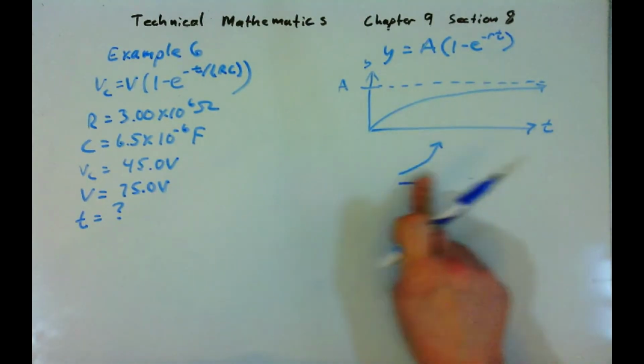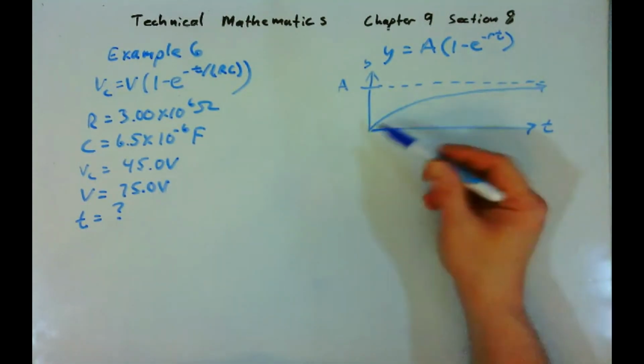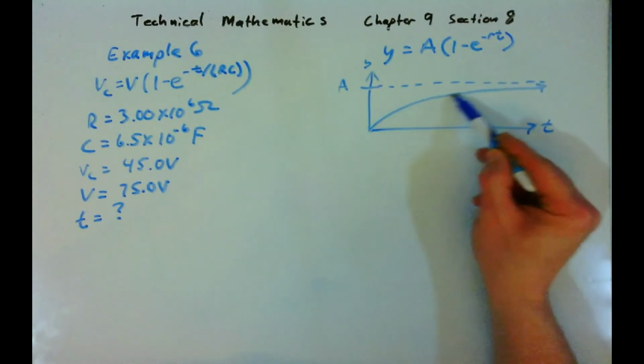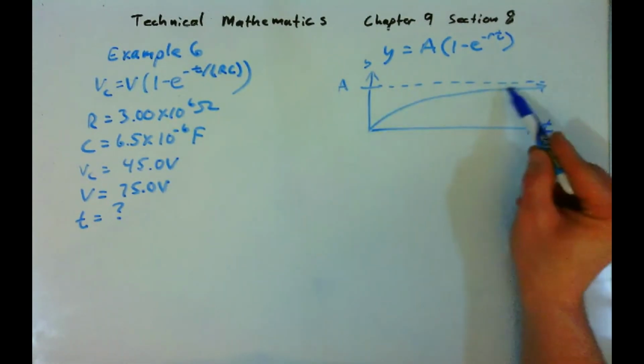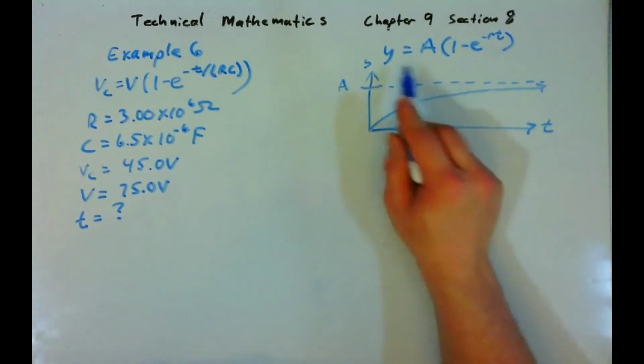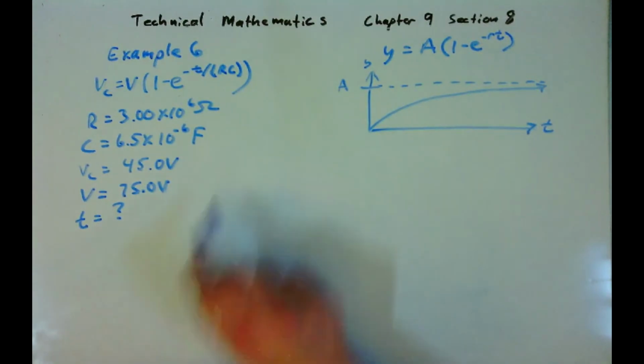This formula is slightly different. This deals with values that grow exponentially, but they grow towards some bound. And so this graph will never cross the line A. It will continue to get closer and closer, but never actually get there. And so this is the general form of the equation.